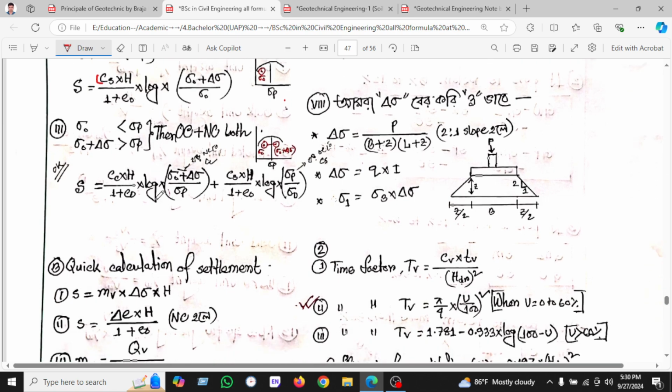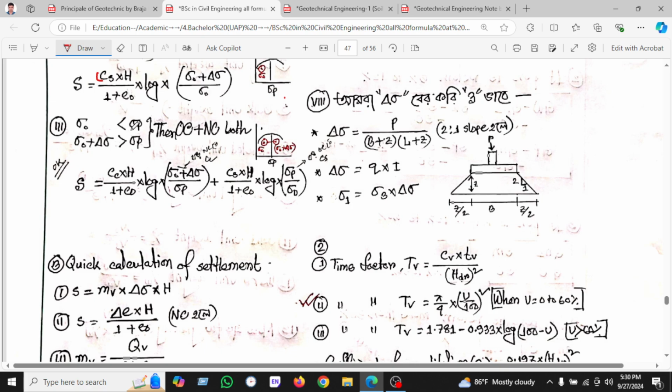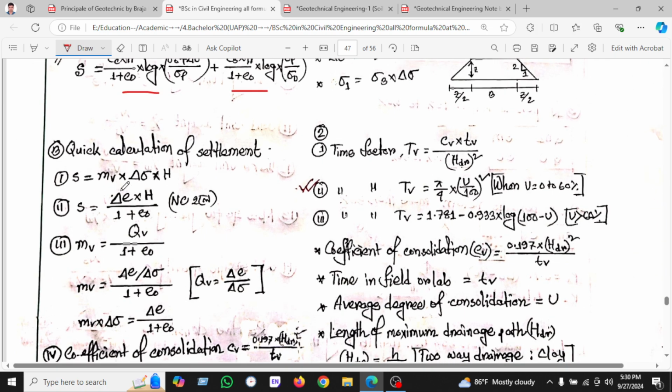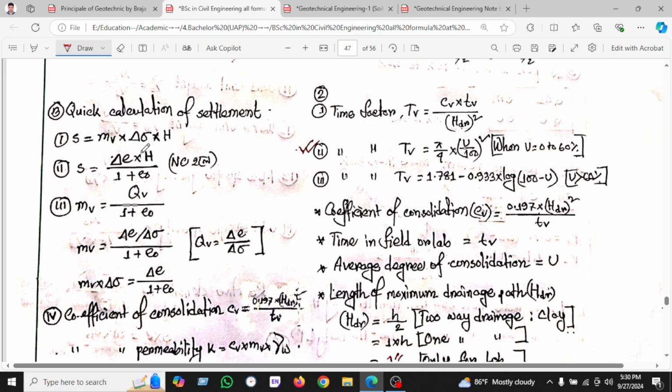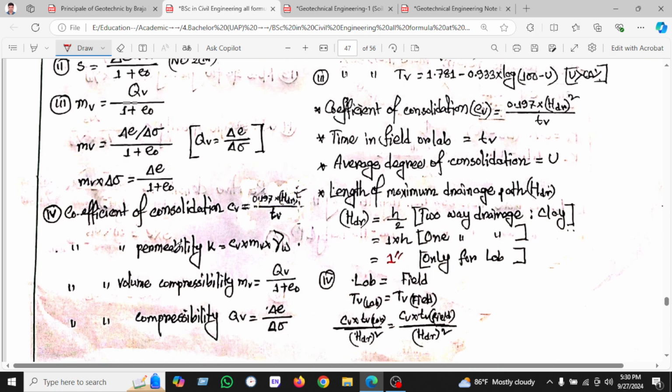Then there is the condition where sigma naught is less than the pre-consolidation stress, but sigma naught plus delta sigma is greater than the pre-consolidation stress. Then it is both over consolidation and normal consolidation, and you use two parts: Cs times H divided by (1 plus e naught) times log of pre-consolidation stress over sigma naught, plus Cc times H divided by (1 plus e naught) times log of (sigma naught plus delta sigma) over pre-consolidation stress. And for immediate consolidation, the settlement equals mv times delta sigma times H. These are the formulas.